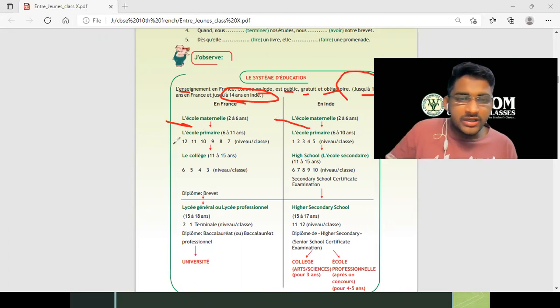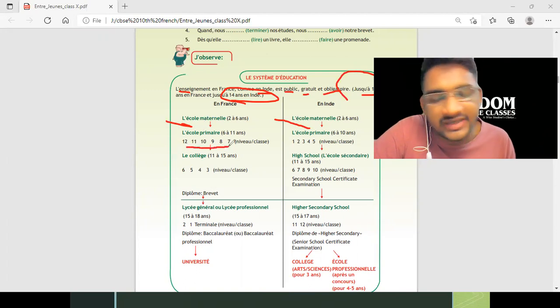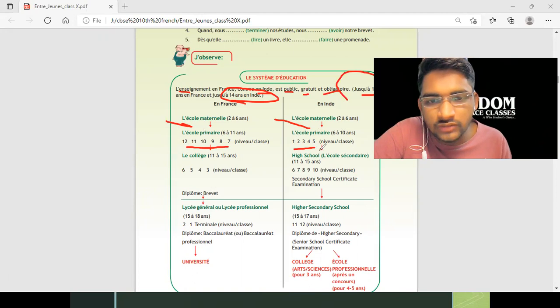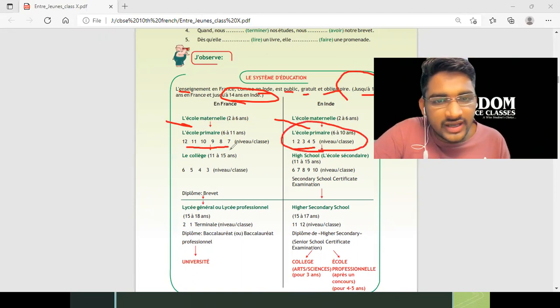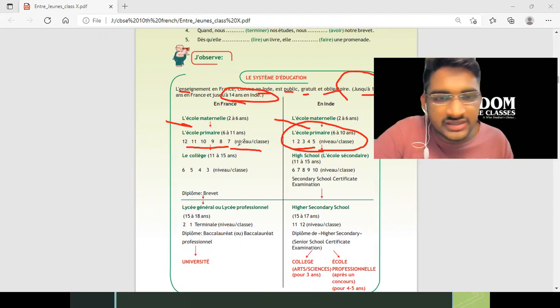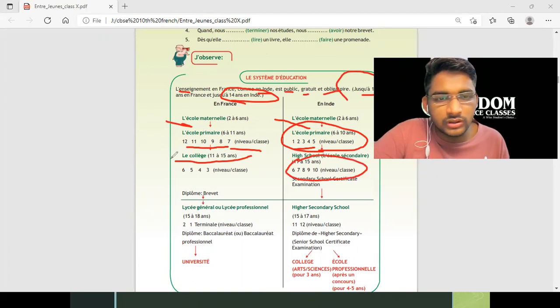Then when you go to the primary school students, they go in the descending order: 12, 11, 10, 9, 8, 7. Whereas we do that 1, 2, 3, 4, 5. Okay, so this is a primary school. We can see this primary school over there. They have the standards: 12th standard, 11th standard, 10th standard, and 8th standard in the descending order. Then you enter into college. So in India, we are still in school, 6, 7, 8, 9, 10, we are still in school, but these people call themselves being in college. Okay.